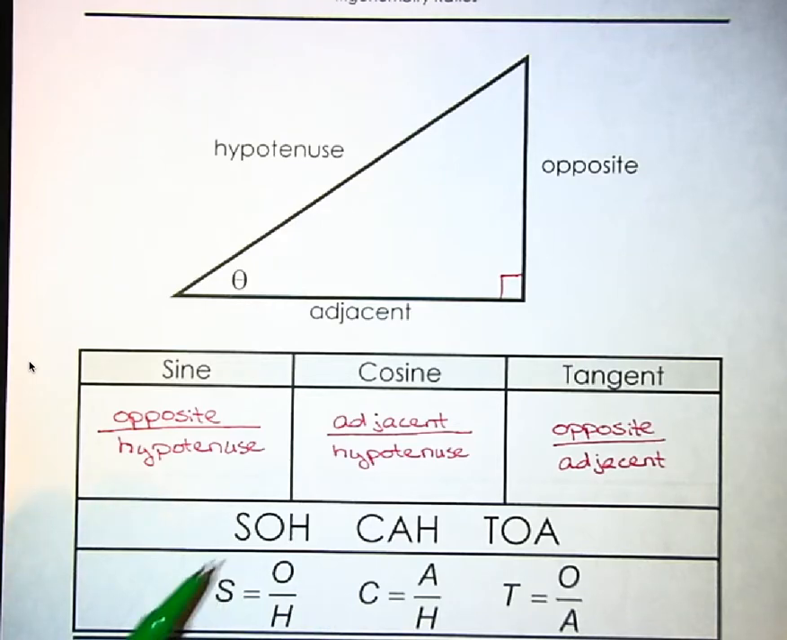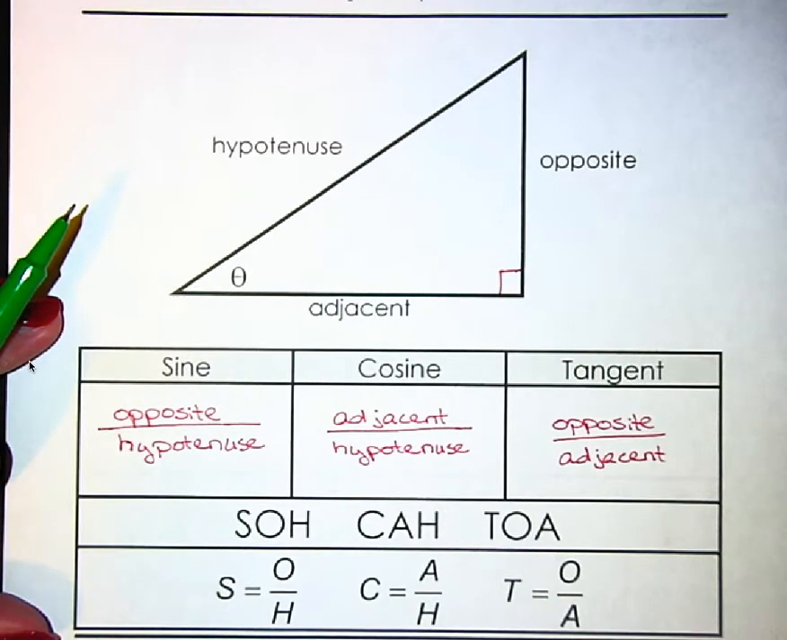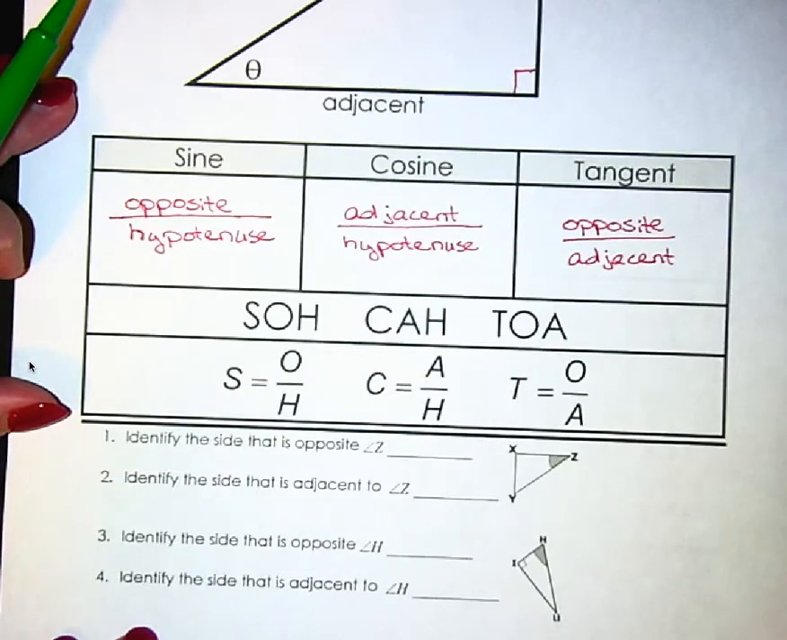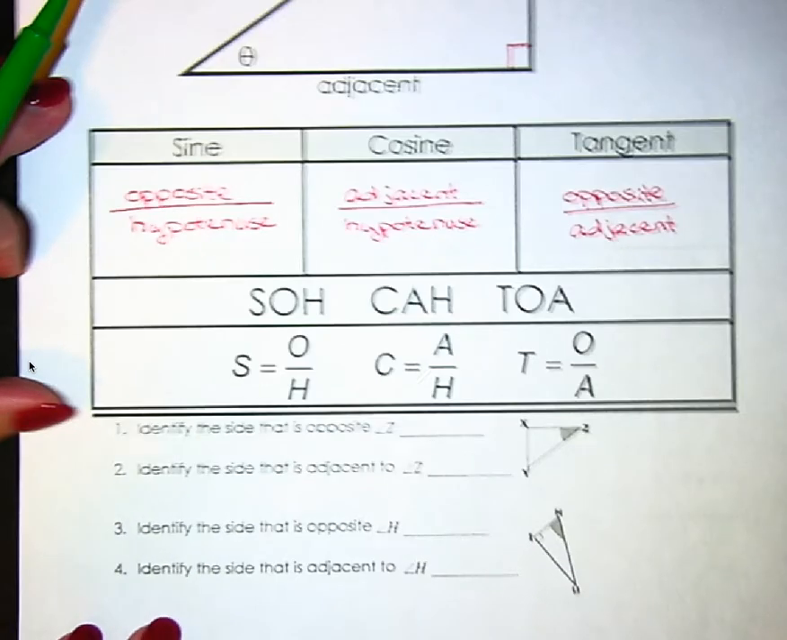So if I were doing a quiz or a test or anything that involves trig ratios, I would always write at the top of my paper SOHCAHTOA so that I could remember how to set those up. Okay, so let's learn how to just identify and set up some of the sides of our right triangle.